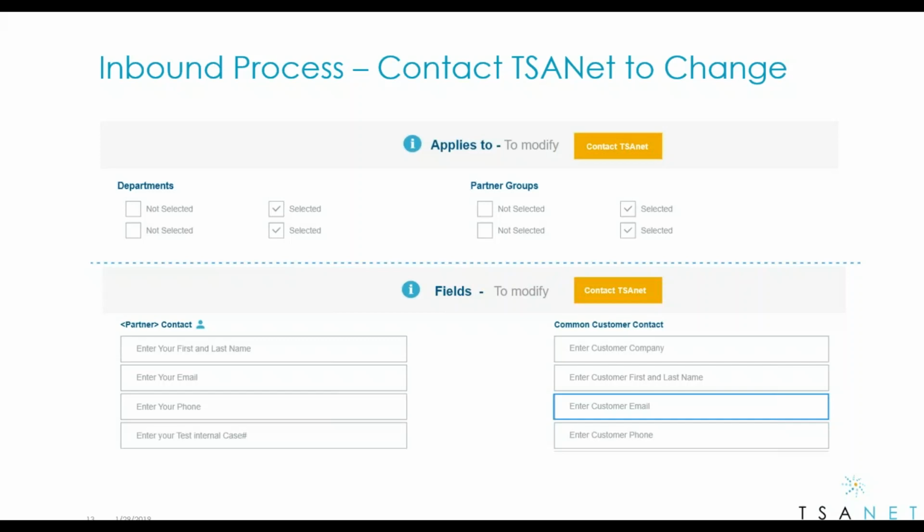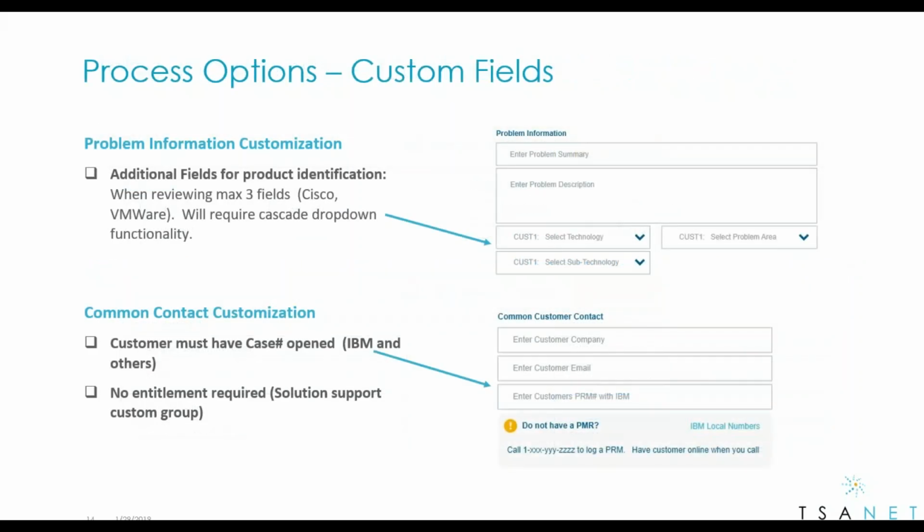So if you want to add some fields or do anything related to the structure of the form, you would work with us on that. And we really see two things in this area that you would contact us to work on. The first is pretty straightforward. You want to add an additional field, maybe in the problem information area. So maybe you want a product line pull down.